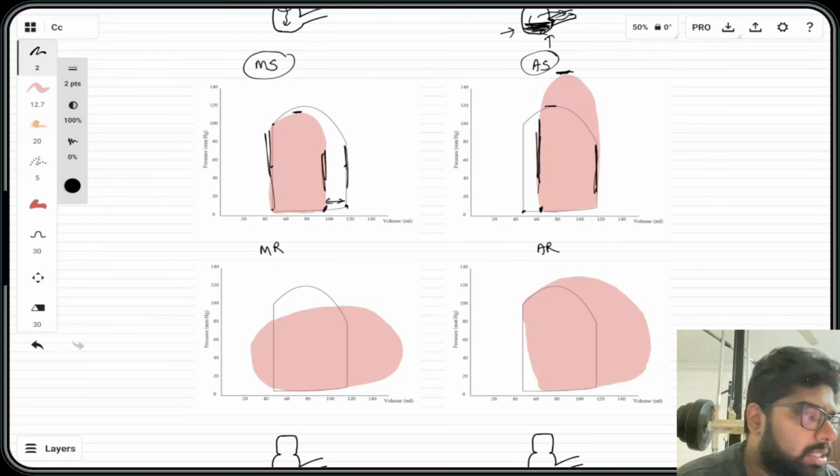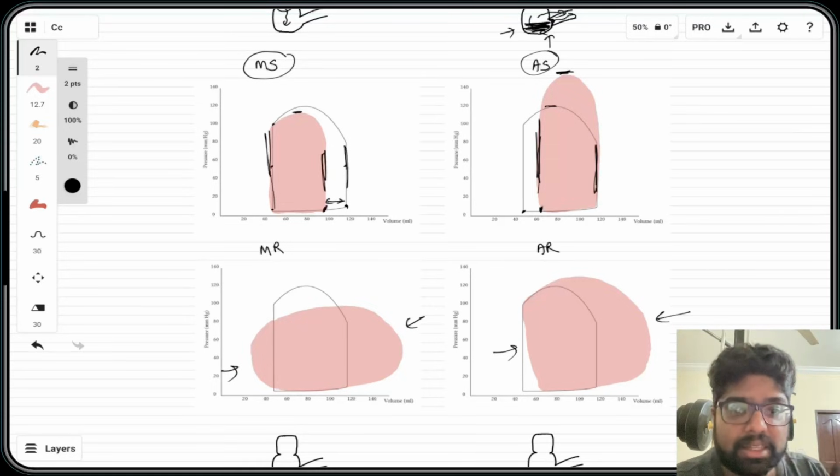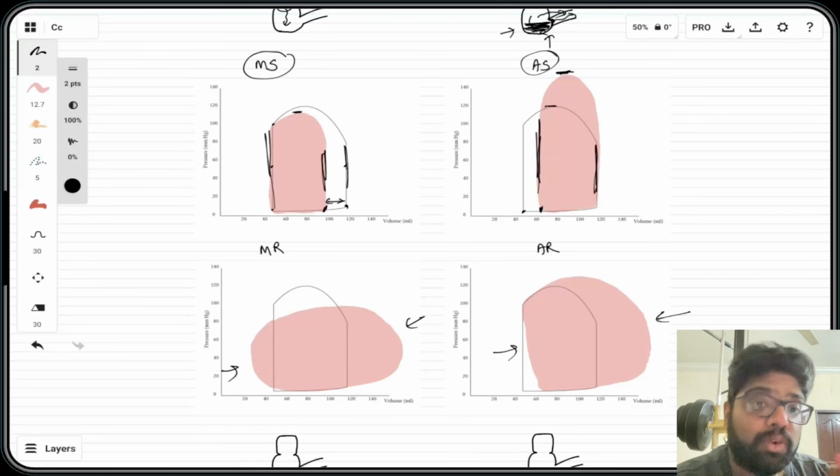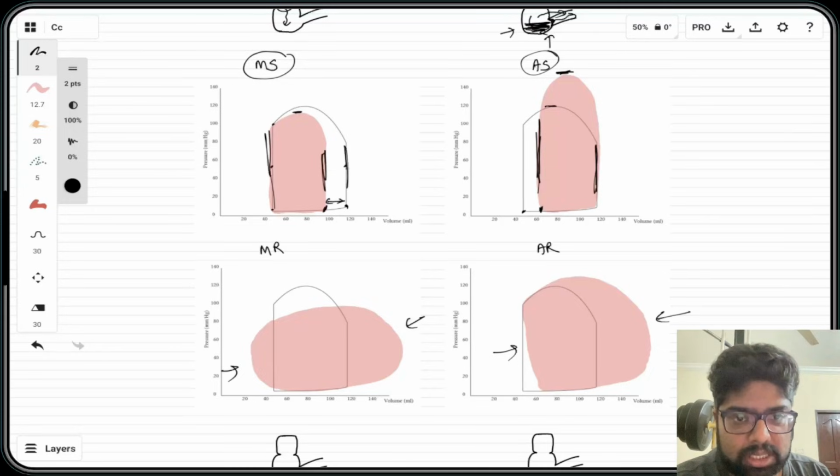Whereas in the case of regurgitation lesion, look at the graph. In isovolumic contraction and relaxation, that particular straight line is missing. So there is a deformation of the isovolumic phases in the pressure volume loops of regurgitant lesions. So this is the first sign towards this being a regurgitation lesion.